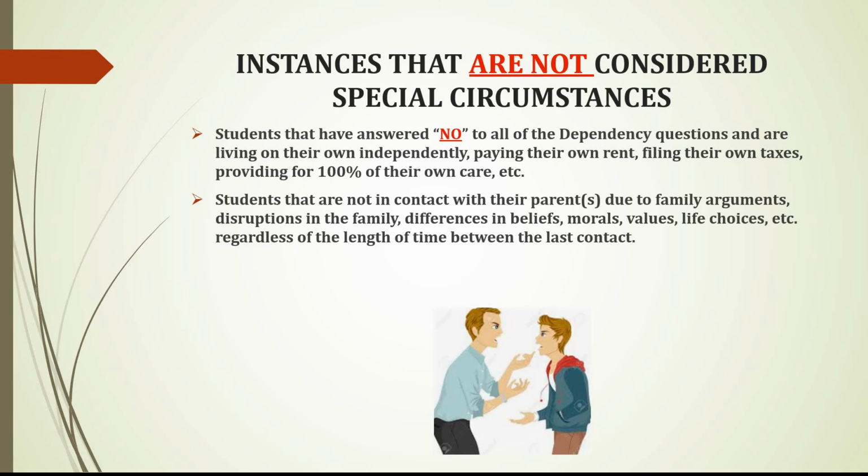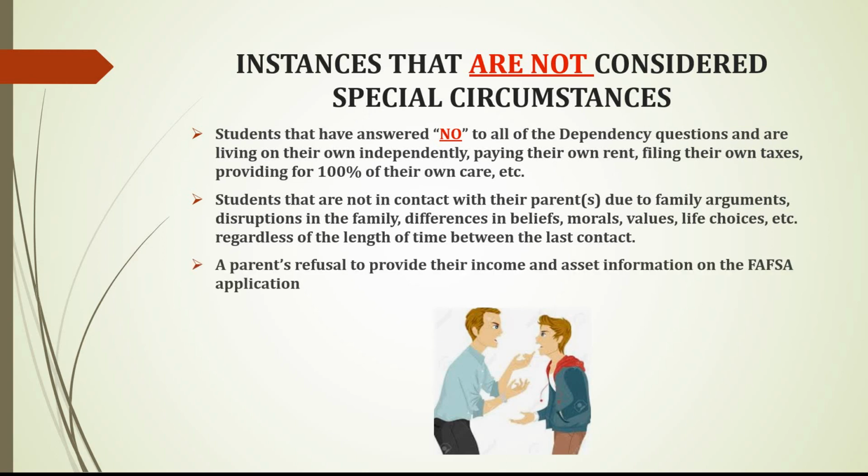Situations where a student's not in contact with their parents due to a family argument or a disruption in the family due to a difference in either the student's or the parent's beliefs or morals or values or life choices, regardless of the length of time since the last contact. Now, we're not talking about situations of abuse or neglect. We're just talking about your basic arguments within the family where there are differences and maybe some very strongly held opinions where the parent and the student disagree. That does not qualify as a special circumstance to override dependency.